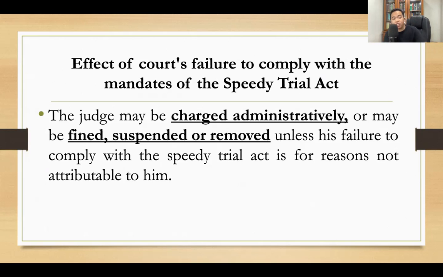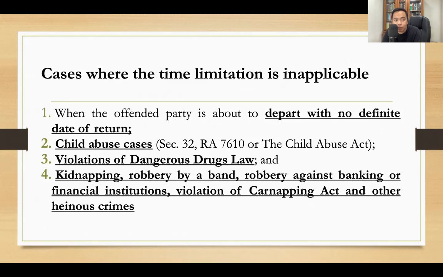Now, if the judge does not comply with the period of time within which the case is to be terminated, then he can be charged administratively or may be fined, suspended, or removed, unless with justifiable reason. Okay? Now, there are cases where the time limitation does not apply.